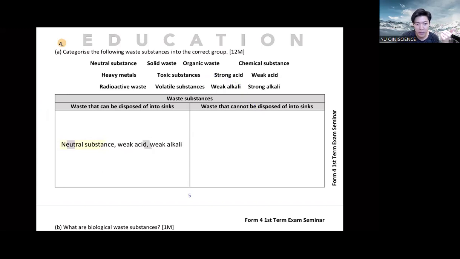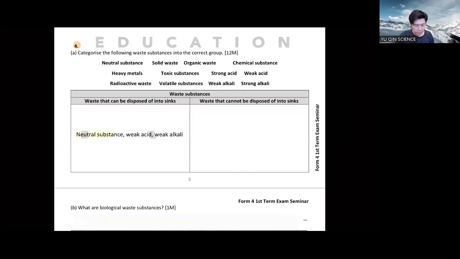Okay, good, no problem. And then we go to the next page, number 6, in 5 seconds.